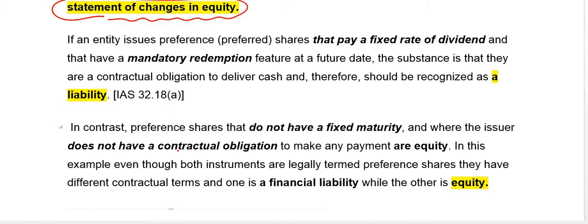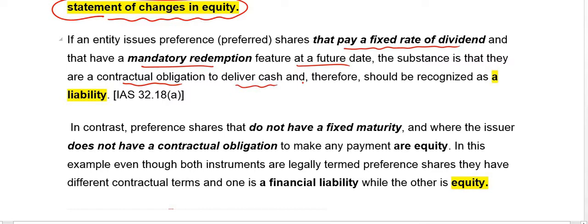If an entity issues preference shares, and for these preference shares they pay a fixed rate of dividends, and they have a mandatory redemption, meaning the redemption is compulsory at a future date, then the substance is that there is a contractual obligation to deliver cash. Because this is mandatory redemption, it should be recognized as a liability. So such a preference share will be classified as a liability, and the dividend paid should be reported in the profit or loss account.